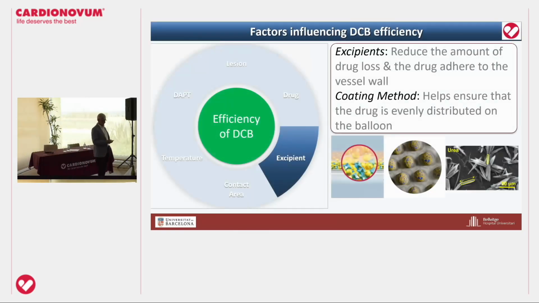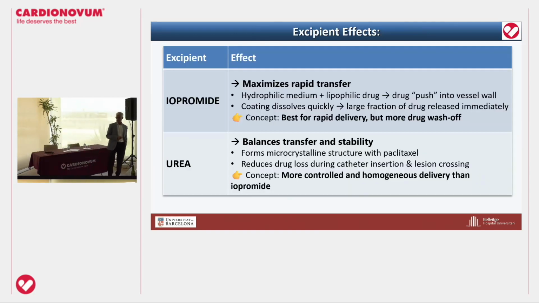What about the excipient? There are a lot of formulations that the companies have tested to transfer the drug from the drug coating on the balloon to the vessel wall. There are several excipients, such as iopromide and urea. There are some nanoparticles that can carry the urea for transferring. Let's see the differences and the effects of each excipient. For example, iopromide maximizes the rapid transfer.